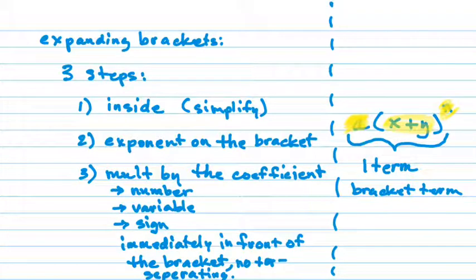Now notice, it's the coefficient because it's right in front of it. It's the multiplier. And I know that it means multiply because if you stick a number or a letter or a sign or anything right in front of a bracket, that always indicates what operation? Multiplication. So it's the coefficient. So we have the inside. This is the exponent. And the a is the coefficient.